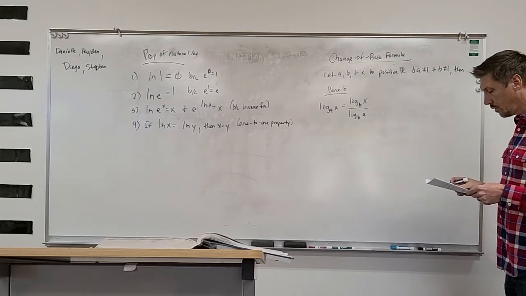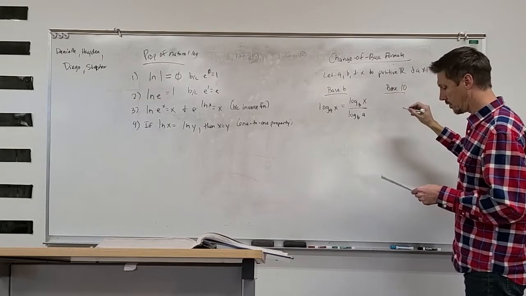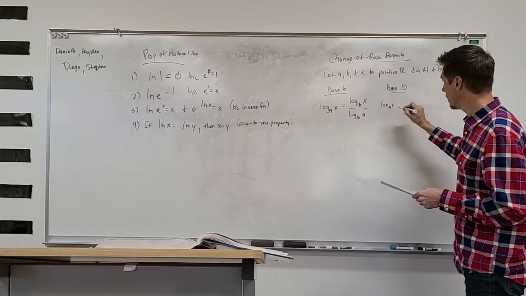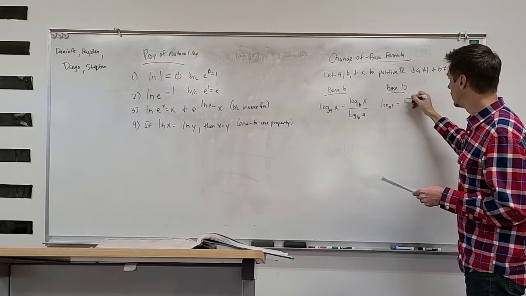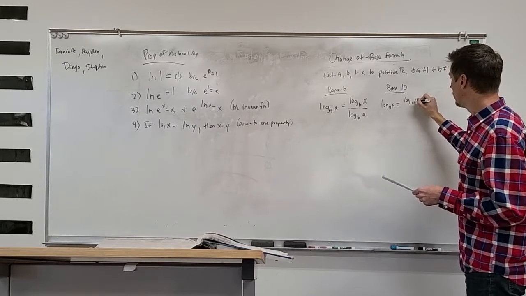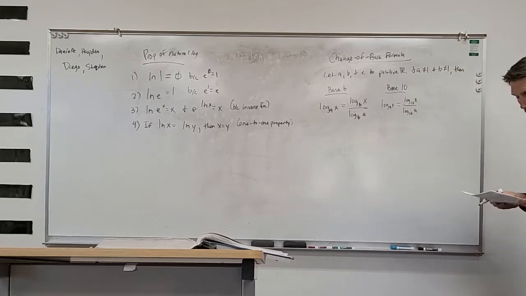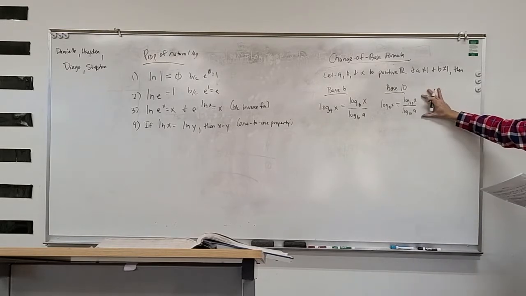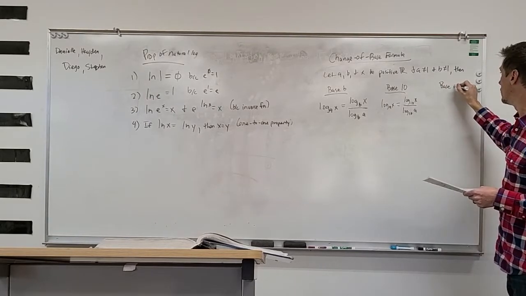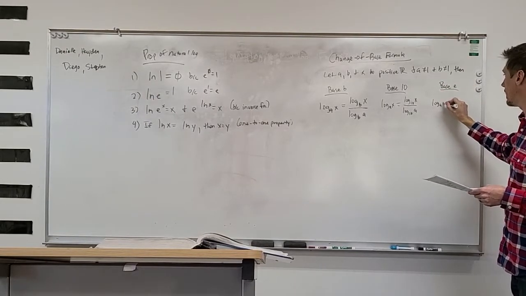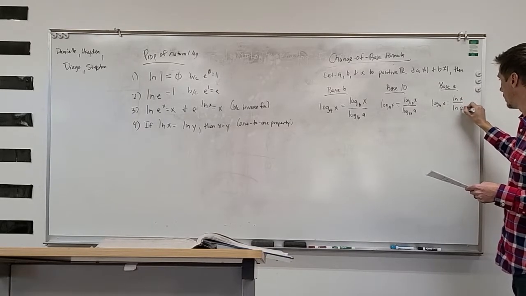Now again, why is this useful? It's useful because our calculator has base 10. So let's convert log a of x to base 10. Log base a of x becomes log base 10 of x over log base 10 of a, so that we can plug it in our calculator. And same thing with base e: log base a of x equals ln of x over ln of a.